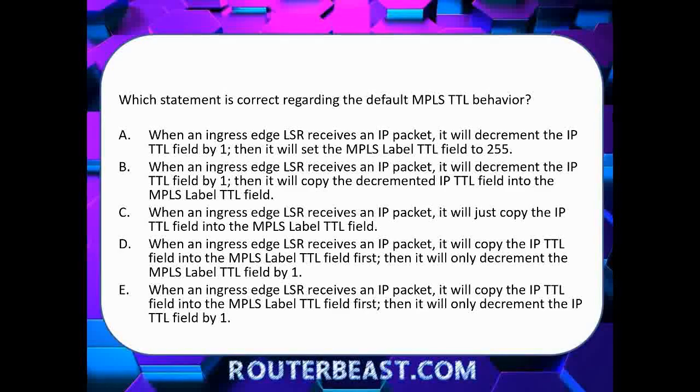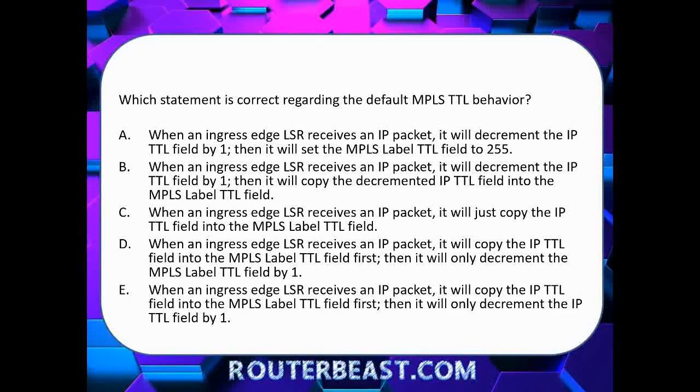Second option: when an ingress edge LSR receives an IP packet, it will decrement the IP TTL field by 1, just as in option A. Then it will copy the decremented IP TTL field into the MPLS label TTL field. Okay. Third one there, same beginning.